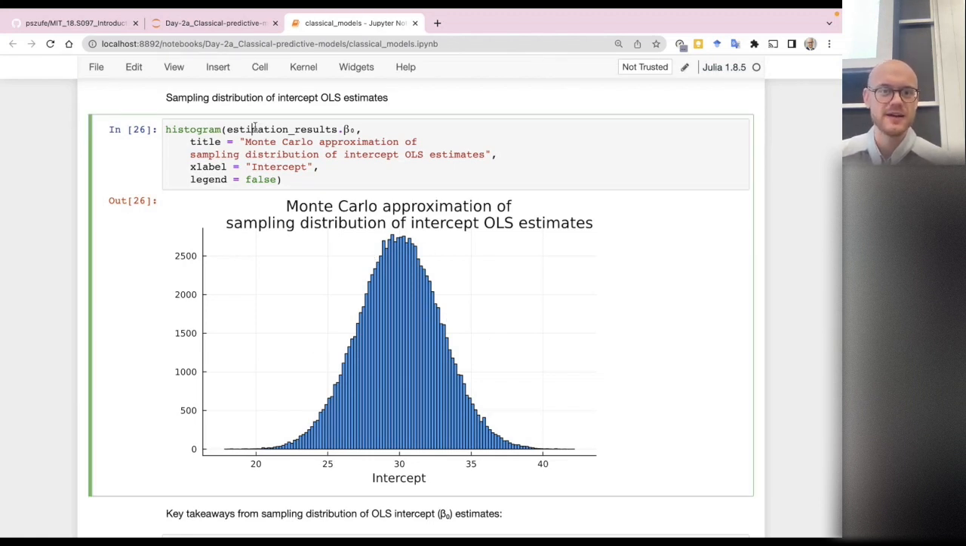Right now, since we have 100,000 observations, it's easier to visualize it using histograms, for example. So here we are visualizing the histogram of this beta 0 intercept. And of course, we see that the average is 30, more or less. And it has some deviation. Typically, the estimates are not lower than 20 and not higher than 40.